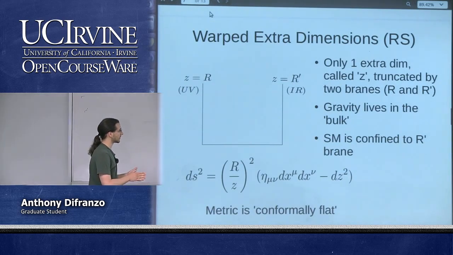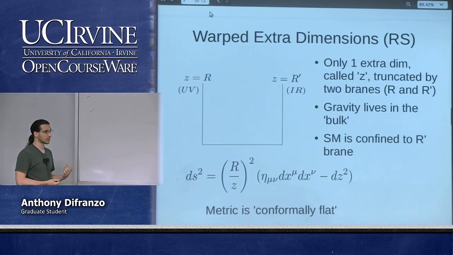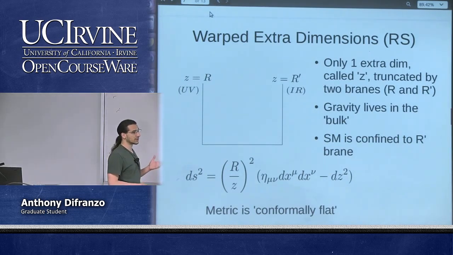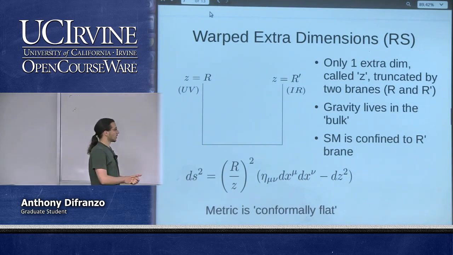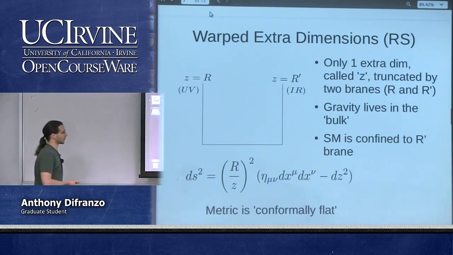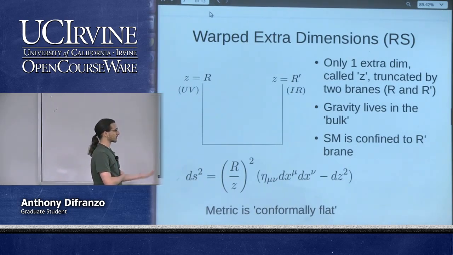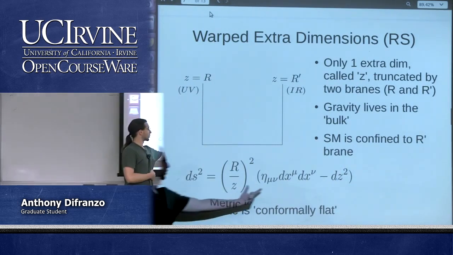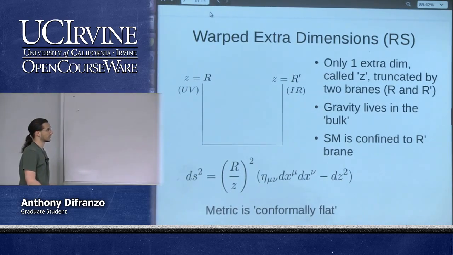So there's the naming UV and IR. You should associate R with the Planck mass, and we'll see why that is a little bit later. And you should associate R prime with a TeV scale, so something around the weak scale. Cool. So there's one interesting thing about Randall-Sundrum. If you write the metric in this way, your metric is conformally flat, which means that at every value of z, it looks just like your normal Minkowski metric, with just some overall constant sitting out in front.